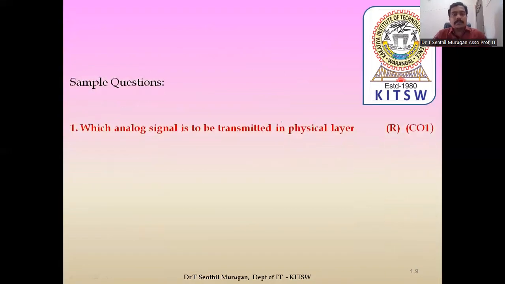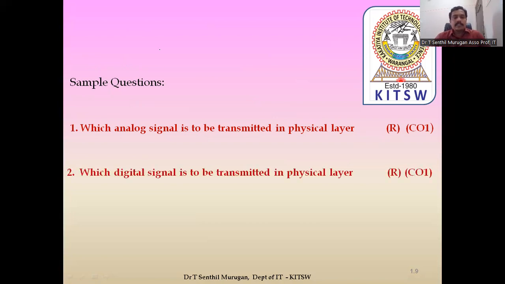For example, what questions will there be? Which analog signal is to be transmitted in the physical layer? Signals are classified into periodic and non-periodic signals, and here the periodic analog signal will be transmitted. Which digital signal is to be transmitted in the physical layer? Again, periodic or non-periodic? Here, the non-periodic digital signal will be transmitted in the physical layer. What is bit rate? Bit rate is related to digital data transmission: how many bits we transmit per second. That is the bit rate.